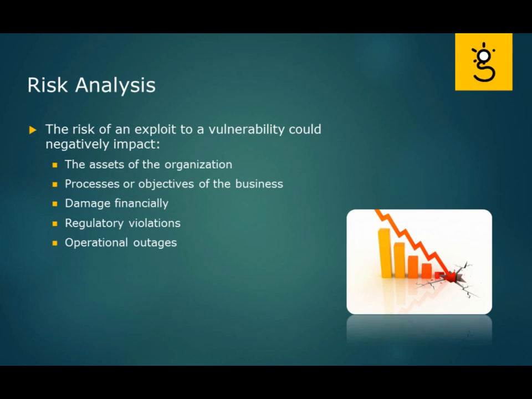All right, so as kind of a review, the risk of an exploit to a vulnerability could negatively impact things like the assets of the organization. And I like this. We're using vague terms. The assets are what's important to you and your company. All right, so I've given you some examples. They can negatively impact processes or objectives of the business.